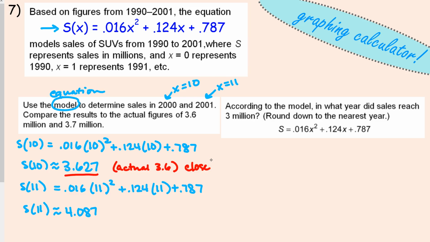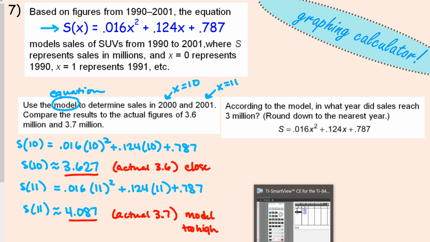And then for the year 2001, where t equals 11, I got 4.087, and the actual was 3.7 million. So our value that we got from the model is too high. Remember, the model is just using a formula to estimate. It's not necessarily always going to be correct. Oops, how about if I put another 0 in my 2? There we go. Okay, let me show you a different way to calculate those values.